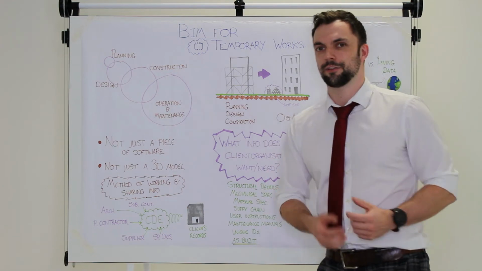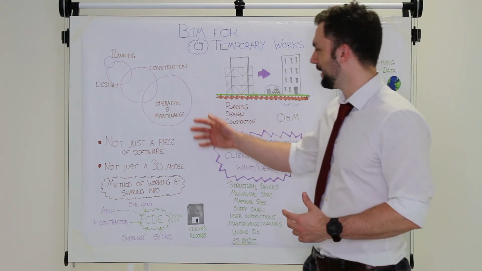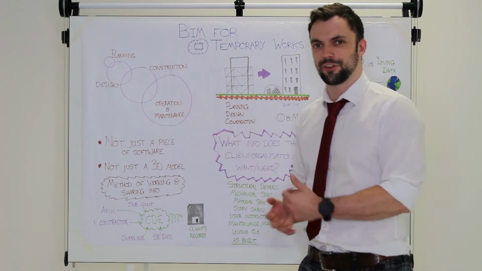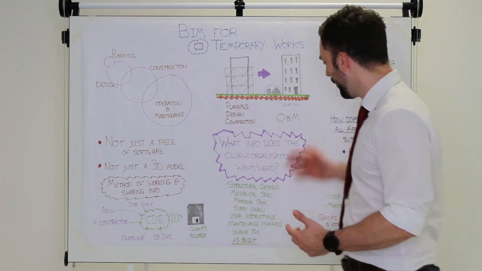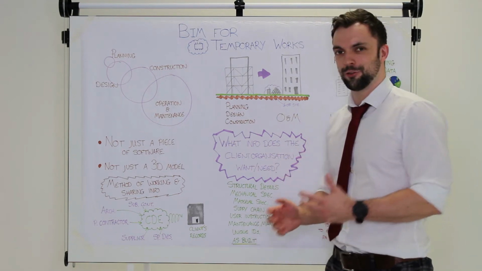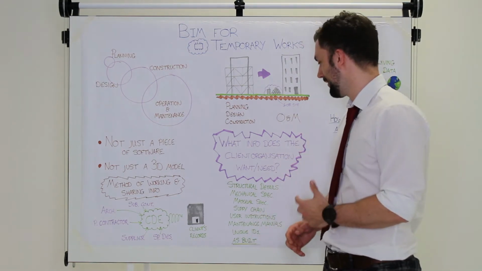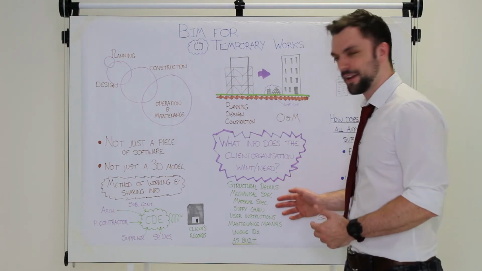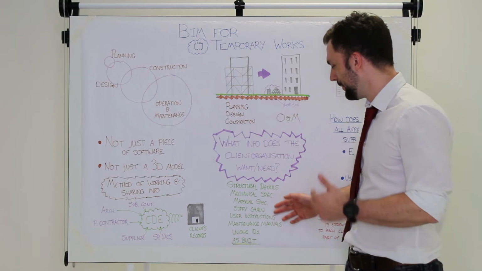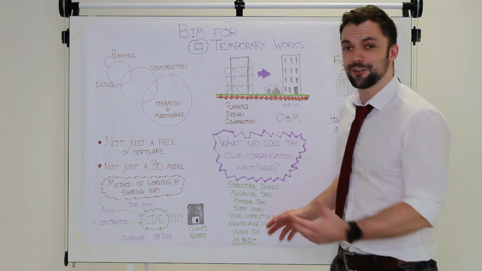So do you really need the full gamut of information in building information modelling for temporary works? My short answer to that is no, I don't think you do. You always have to ask yourself, what information does the client organisation want or need from me? Structural details, mechanical specification, material specification. Supply chain is an important one.